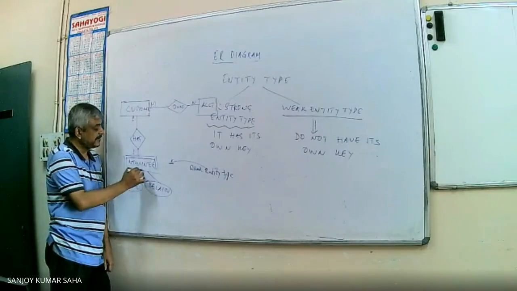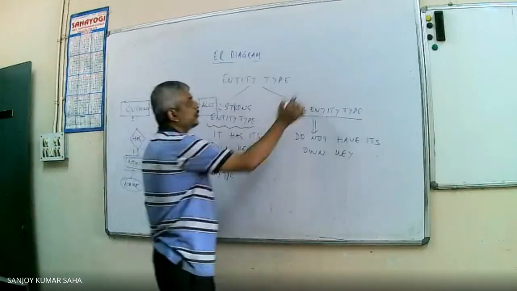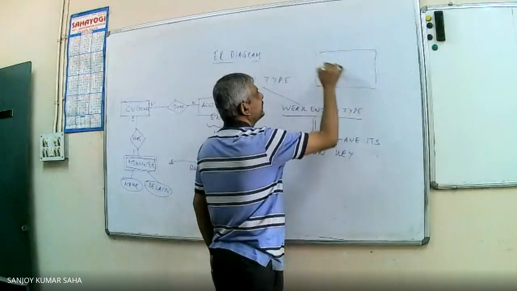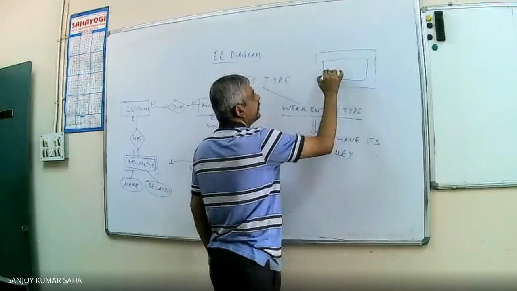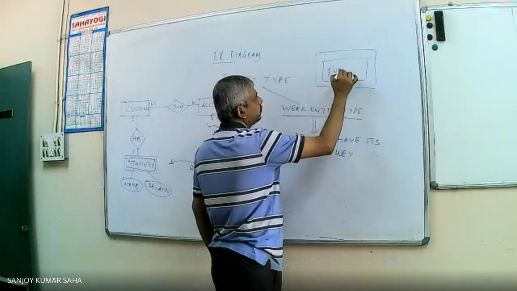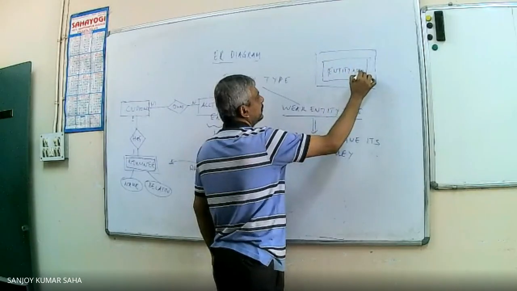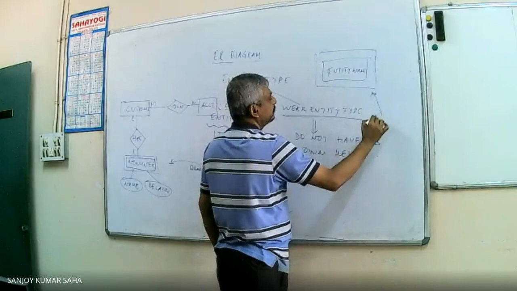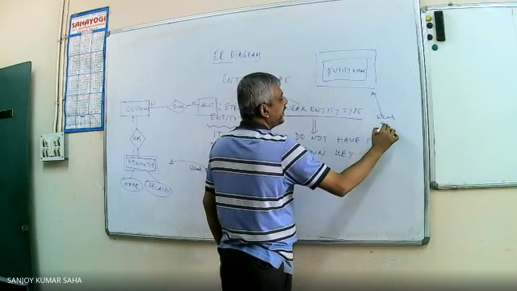It is denoted like this. So this is the way: here the name of the entity. This is the weak entity type.